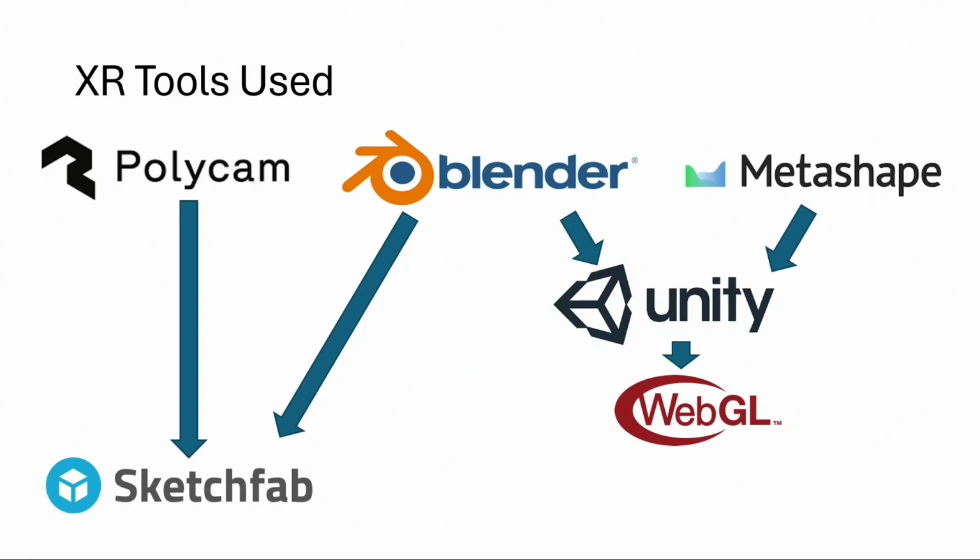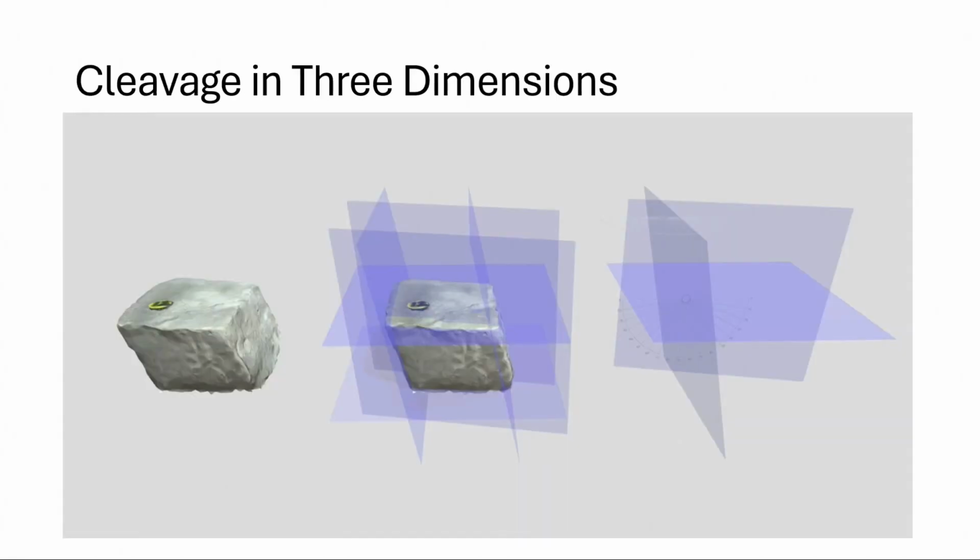The XR tools that I use include Polycam for small 3D scans, and Metashape for photogrammetry of much larger things. And I deliver these Polycam models through Sketchfab, and I make my own Blender models for Sketchfab. And then for the 3D virtual field experiences, I use Unity. And I build to WebGL so that students with an internet connection and a computer can access it. I've also recently seen my students play these games on their iPads and through WebGL.